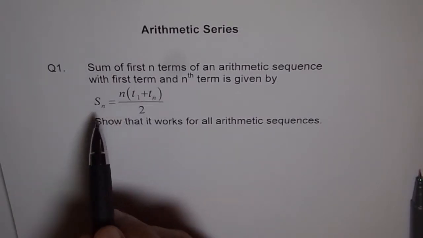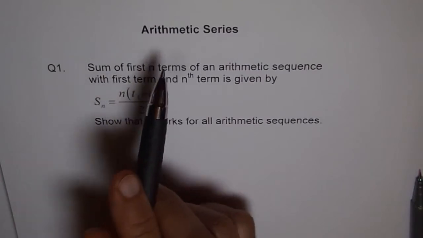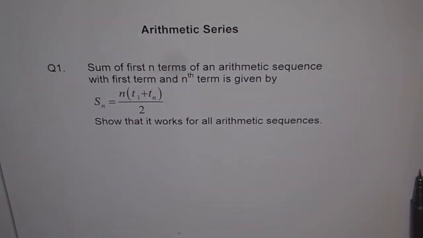First thing is we should understand what an arithmetic series is. We had been talking about a sequence. A sequence is the terms written one after the other, and they follow a pattern, so a general formula can be written for them. But when we add these terms, and we are interested in some of these terms, then we call that process a series. So when we say arithmetic series, we are adding terms of an arithmetic sequence. That's how they are related.